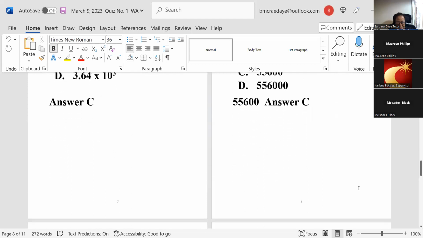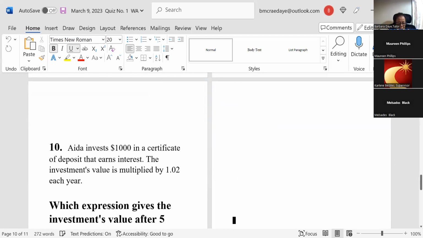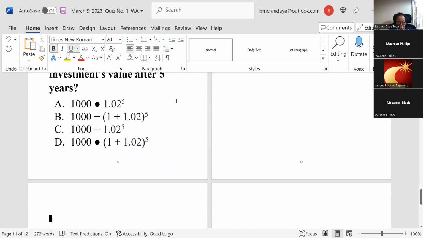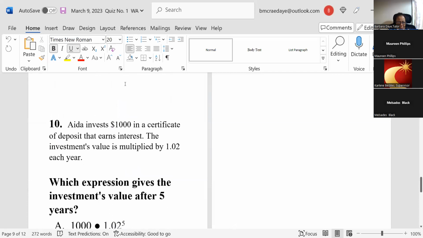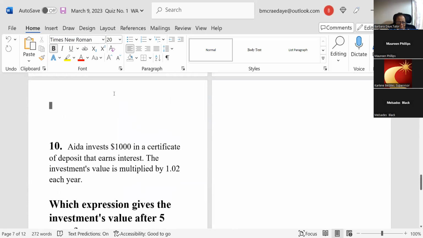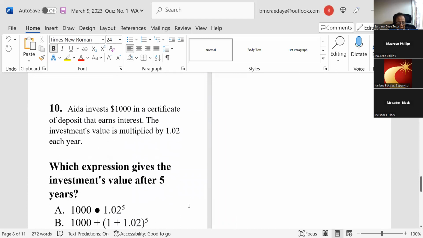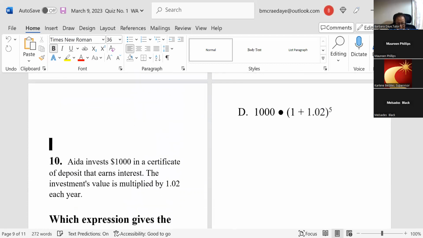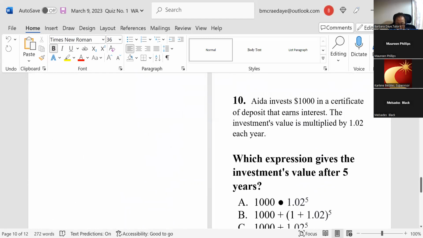Okay, now let's look at number 10. I think Maureen, you had this one. Did you have this one correct? Number 10? I think so. Did we get number 10 like that? I don't remember getting number 10. Let me put it all over here. Okay, this is number 10.